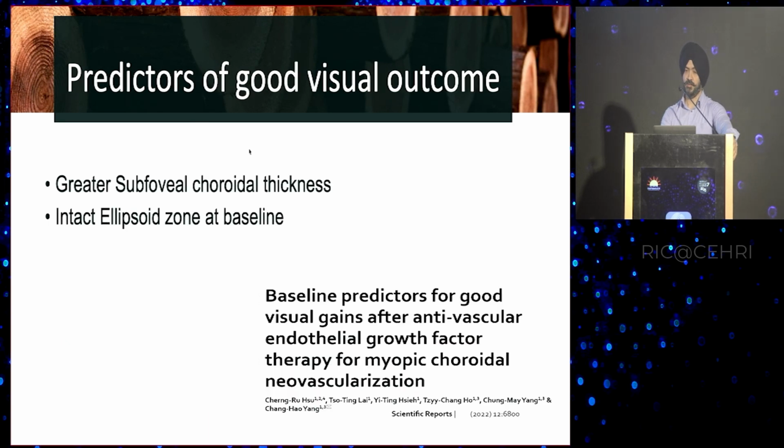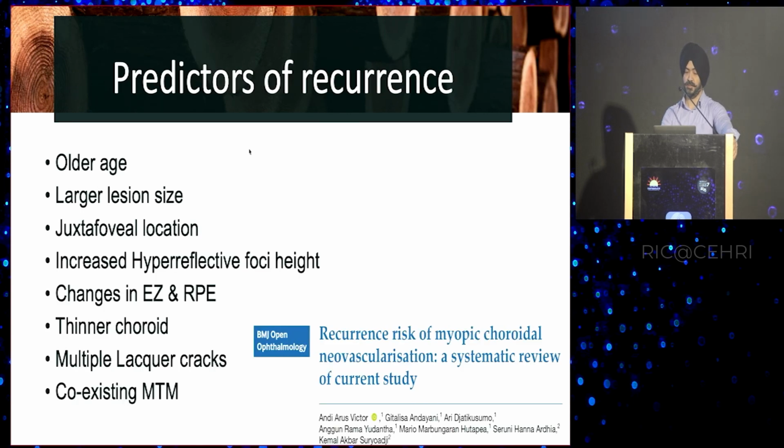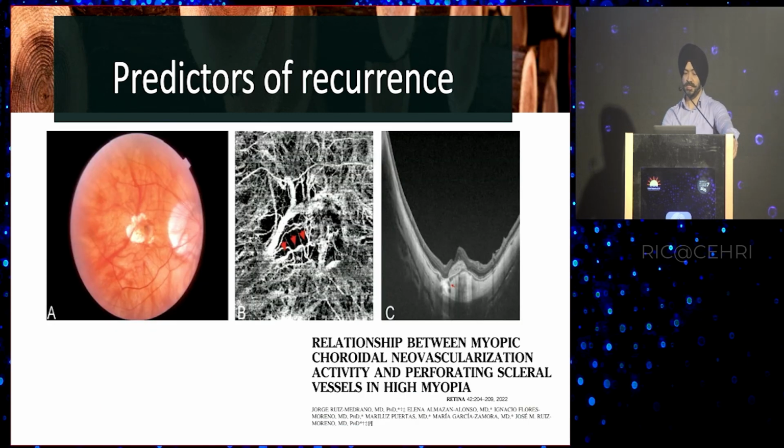But why leave the good? If the subfoveal choroidal thickness is greater, and if there is an intact ellipsoid zone at baseline, it indicates a better outcome. There are factors which influence recurrence: again older age, larger lesion size, juxtafoveal location, and these are all associated with higher recurrence and need for repeated treatment. A recent paper talks about perforating scleral vessels which come to the center of this CNV.